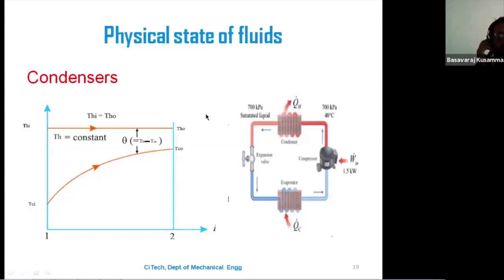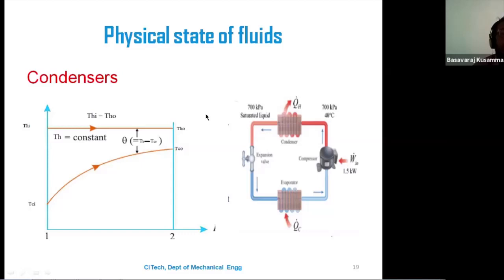In the previous class, we did not discuss the physical state of the fluids, what is the condenser and what is the evaporator, okay? So today we take a brief glimpse at the physical state of the fluids. Physical state means whether it is vapor or liquid, okay? A fluid is nothing but liquid or vapor. This is based on the physical state of the fluid.